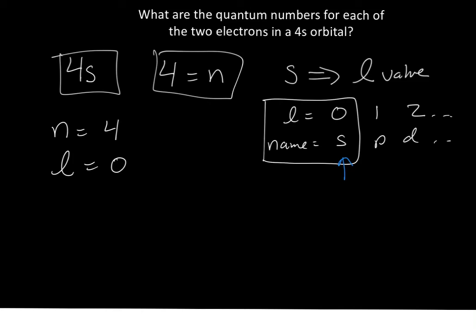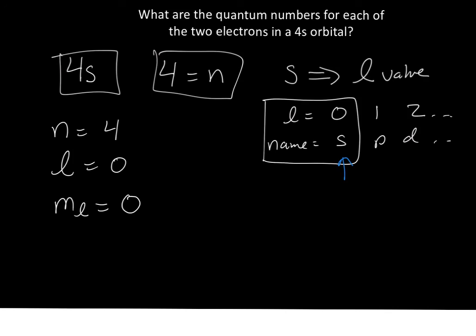Now I have to go a little bit further, and I say, okay, I want my quantum numbers. I know there are 4 quantum numbers. What's the m sub L value going to be? Well, m sub L ranges from minus L to plus L, but in this case, L is 0. So m sub L is also going to have to be 0.